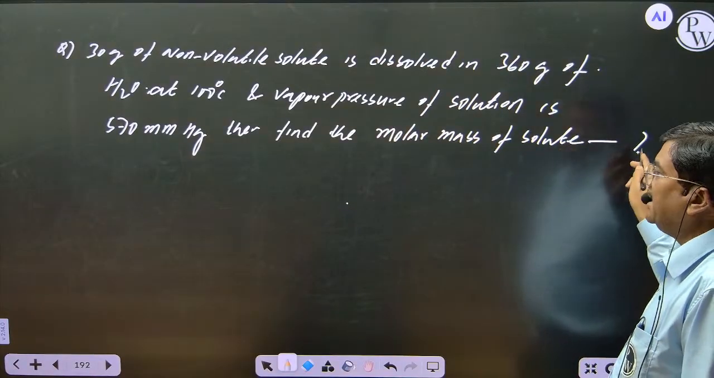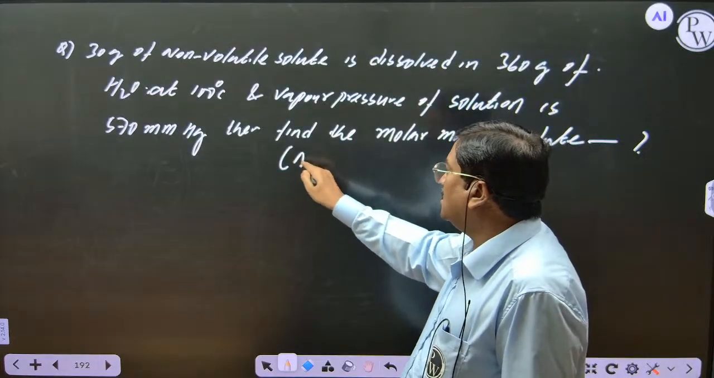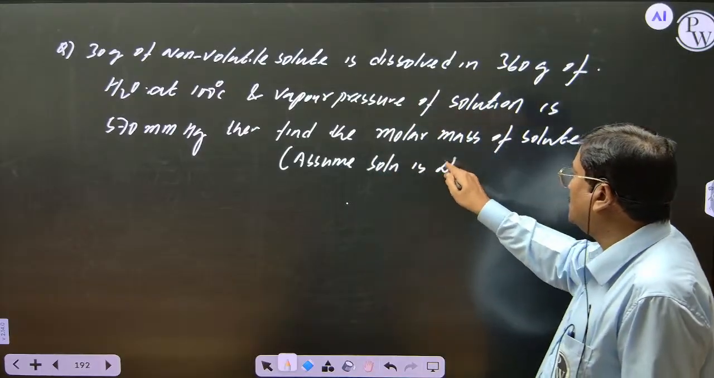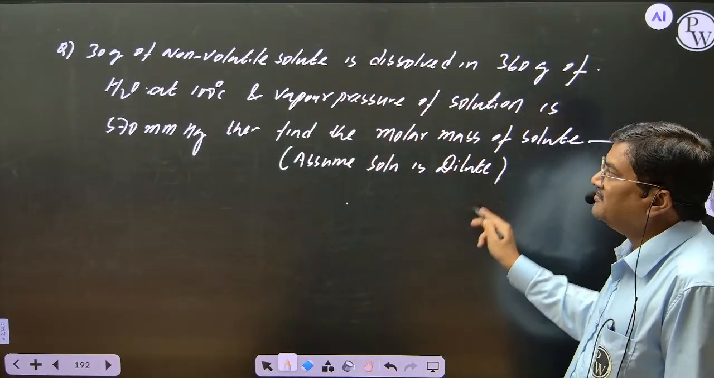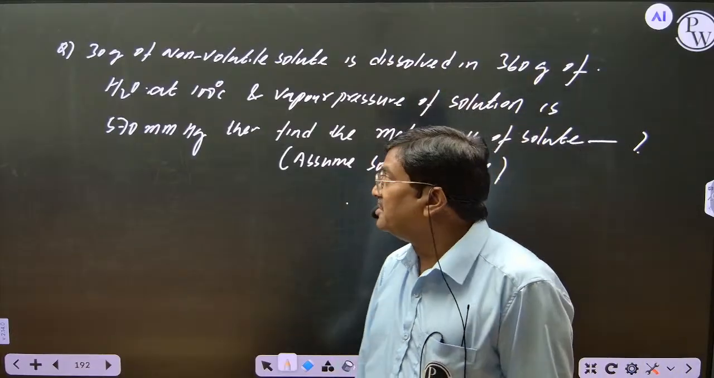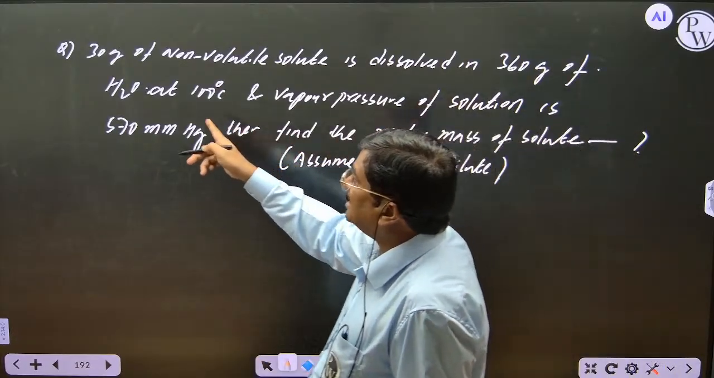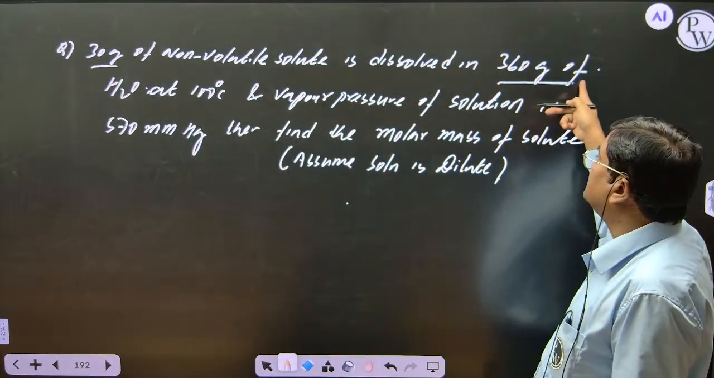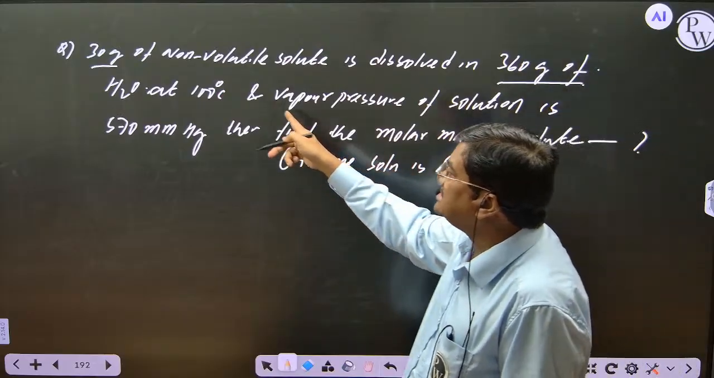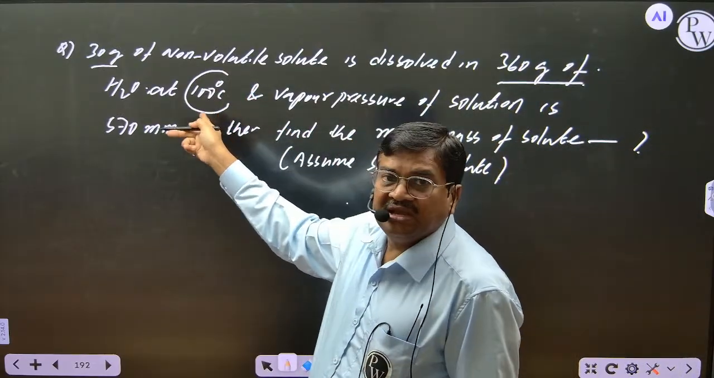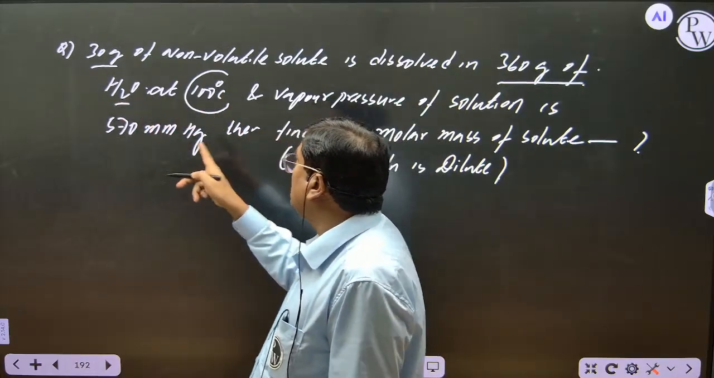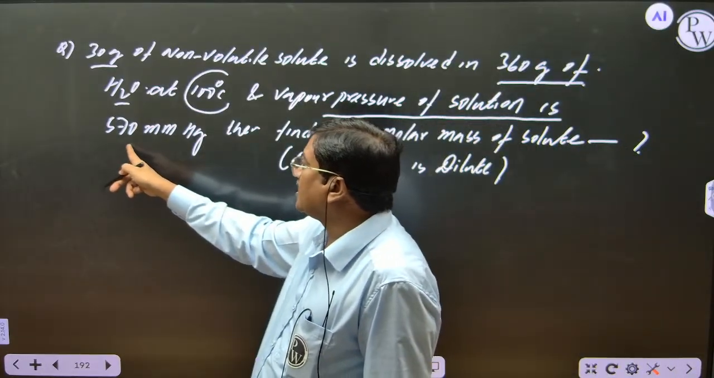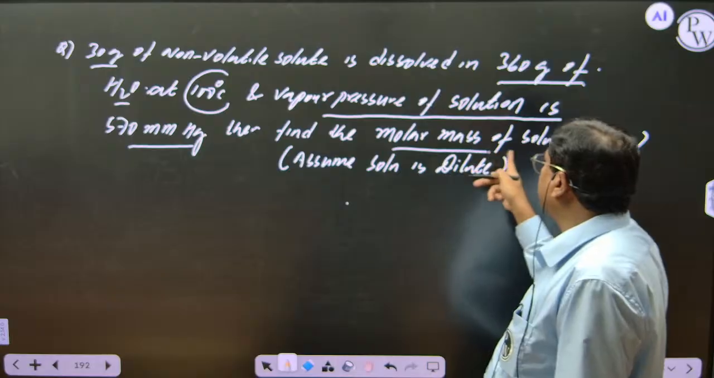Assuming the solution to be dilute. Assume the solution is dilute, which means you can neglect the denominator. Now this is a question from Raoult's law. See carefully, the mass of solute given is 30 grams. This has been dissolved in 360 grams of water at 100 degrees Celsius. There is one hint here, 100 degrees Celsius, very important. And the vapor pressure of the solution given to you is 570. Then what will be the molar mass of the solute, it is asking.